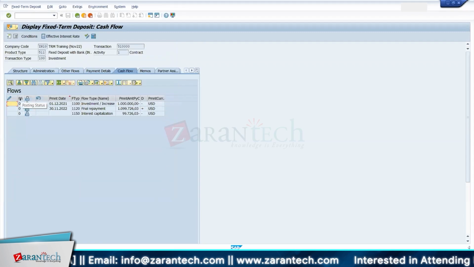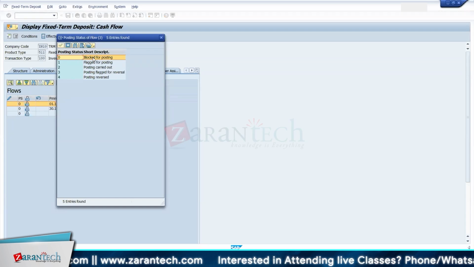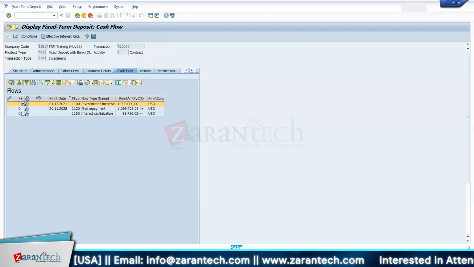Okay, so the status is currently posting status 0, which means blocked for posting. When the status changes to 1, it means it is ready for accounting posting. When the status changes to 2, it means the accounting entry has been posted, meaning GL accounting is done. If the status changes to 3, it means you have done the reversal posting flag for reversal. And finally, if you post the reversal entry, it will change to 4. So it is showing 0.